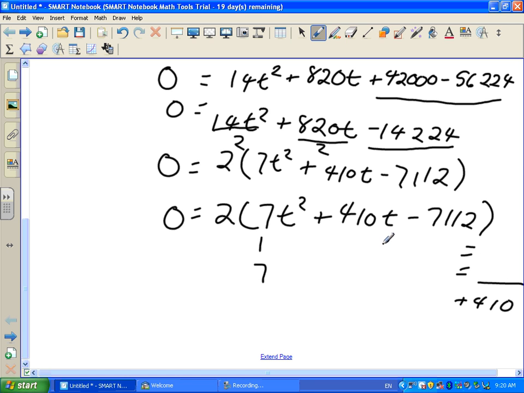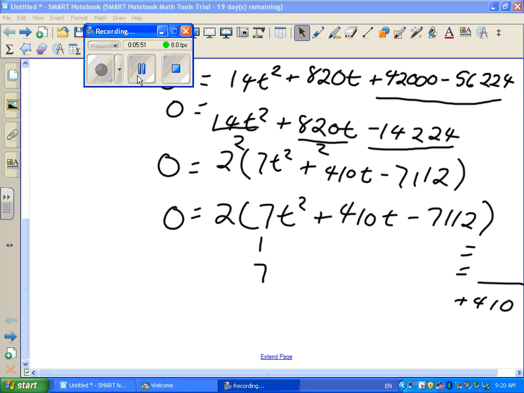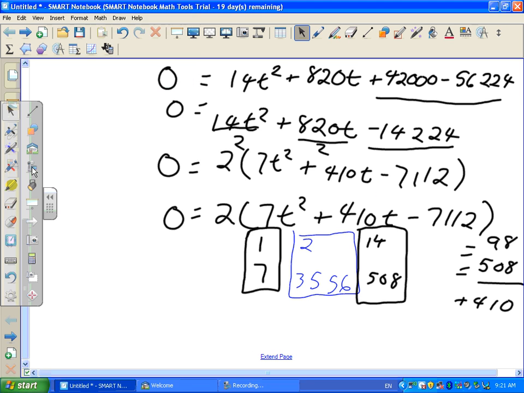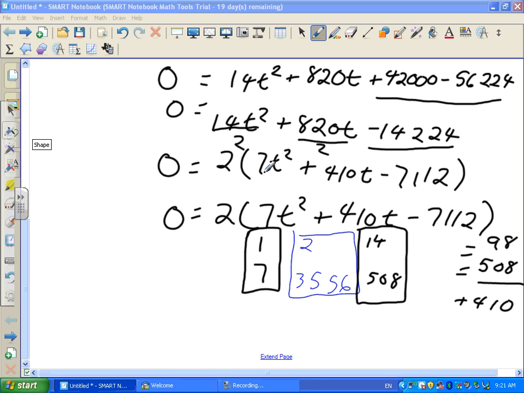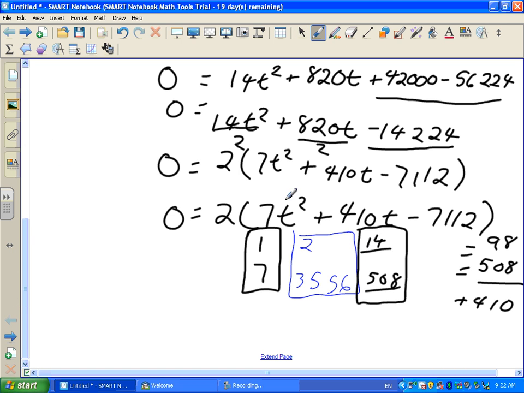So we're going to quickly go. We know 1 times this is a factor, but that's definitely not going to get us to 410. So we're going to have to look for other factors that add up to 410. All right, so on our third try, our factors of 14 and 508: we multiplied 7 times 14, we got 98. 1 times 508 gives us 508.